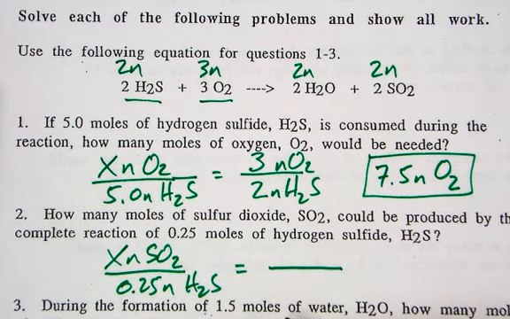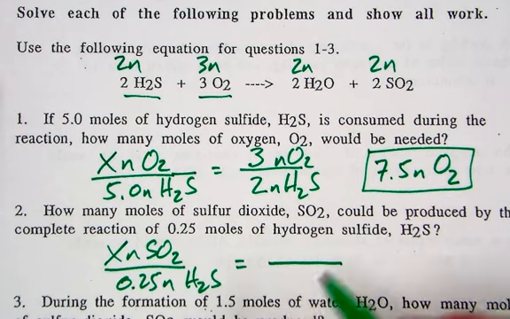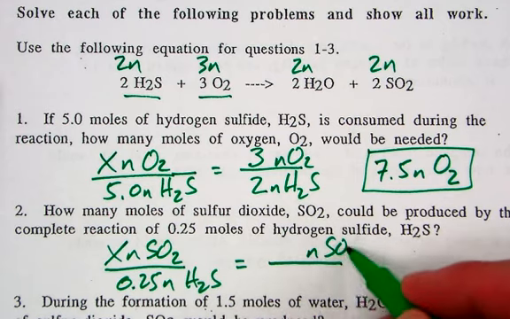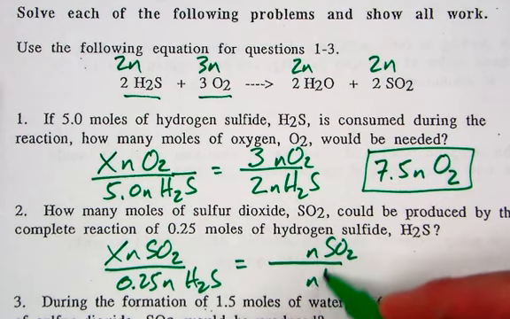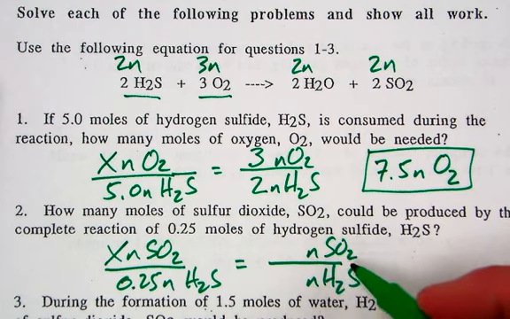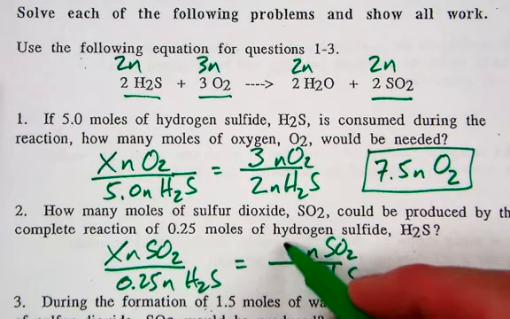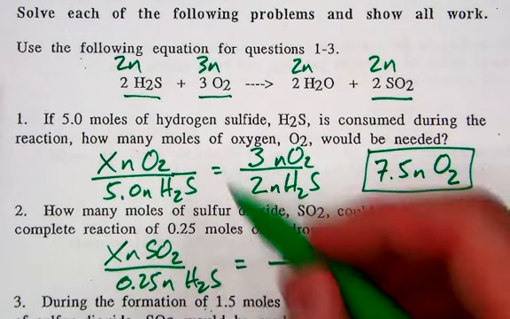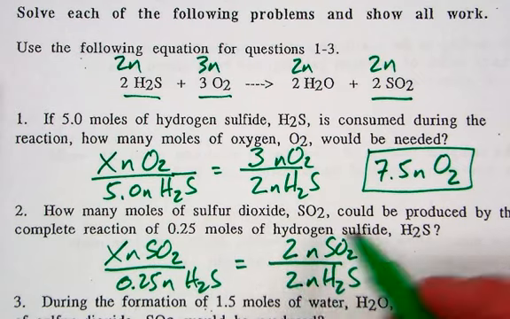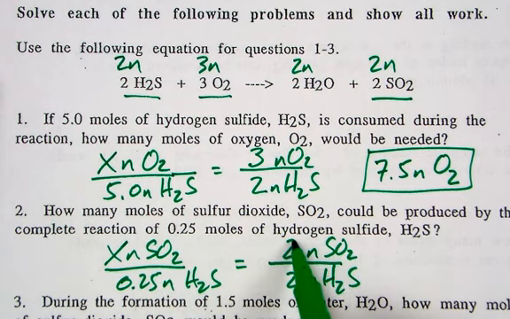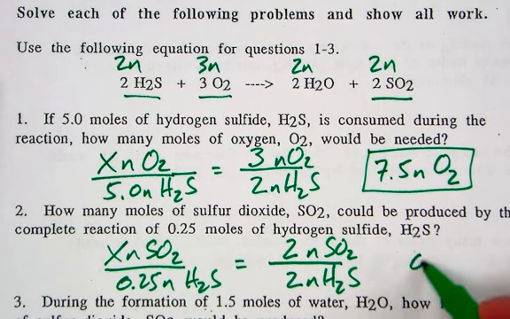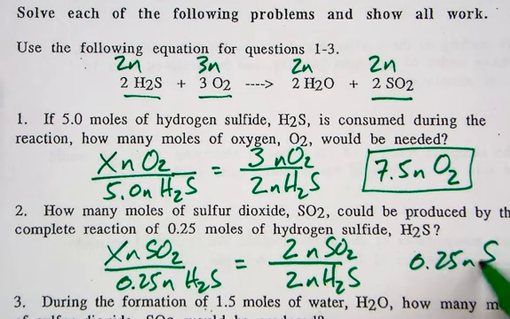We then bring our moles of SO2 across, moles H2S on the bottom, and again we look to our equation. From our equation, 2 moles of SO2 and 2 moles of H2S. So we take 0.25 times 2, divided by 2, we get 0.25 moles of SO2 as our answer.